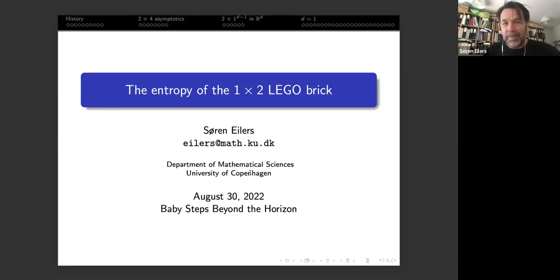So thank you for the introduction and for the invitation to speak here. I'm going to talk about some aspect of the mathematics of Lego. As Piotr is pointing out, I've spent most of my time in Copenhagen and hence in Denmark. So Lego is a Danish invention, but actually in another part of the country.